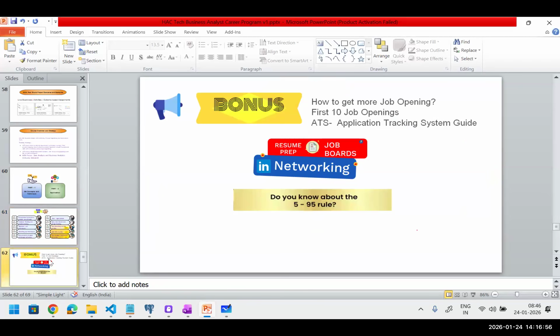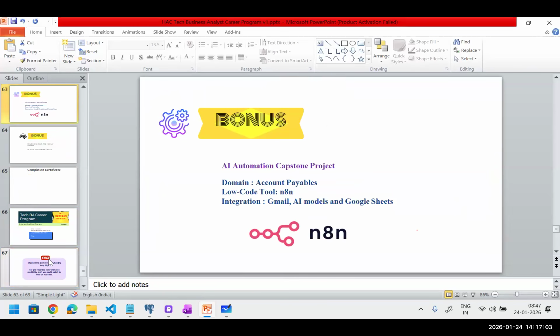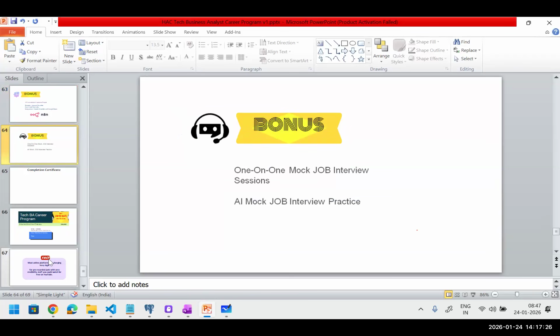And in the end, we are going to talk about resume preparation, networking, and job boards where you need to apply. And N8N, if you're really interested, this is the project we are talking about: how to solve the vendor payment issues and how to implement it with N8N. A free 15 day trial is available, and I'll give each and every step. If you have the credentials, you can implement that. There are also bots for mock interviews that we are trying to bring up.